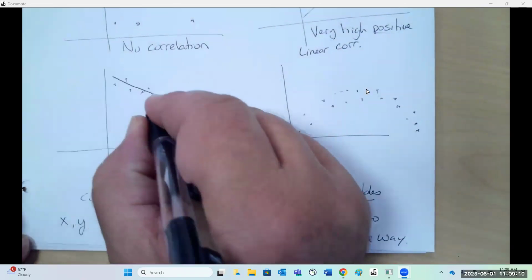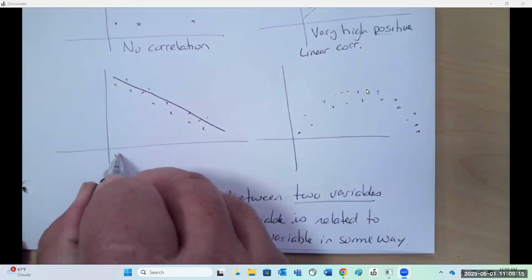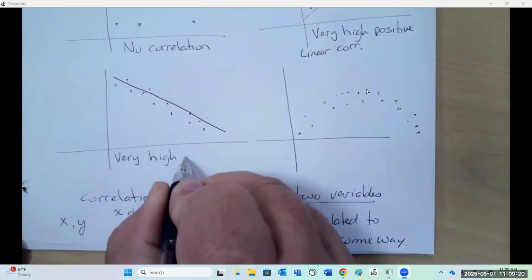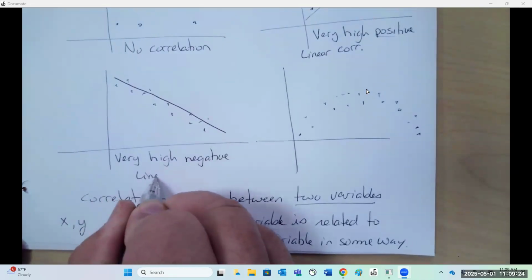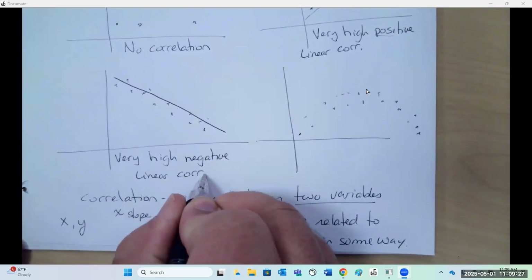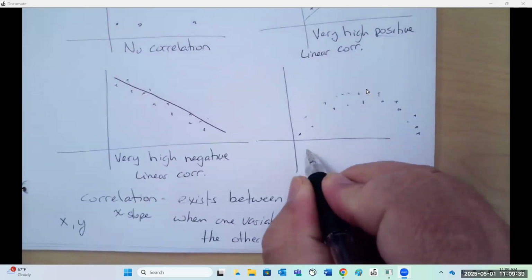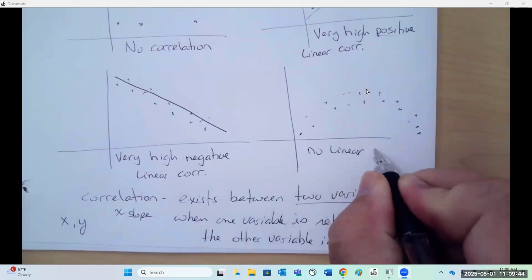Conversely, if we have one that's going down from left to right, we say this is a very high negative linear correlation. And the last one, we can say we have no linear correlation.